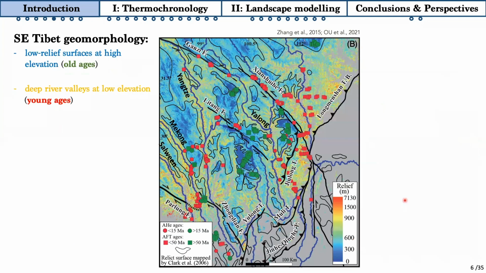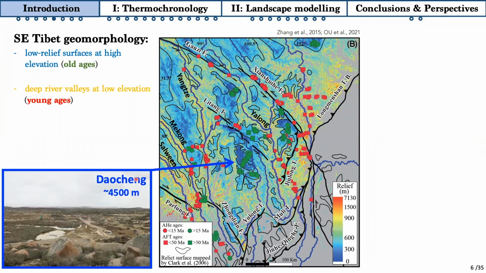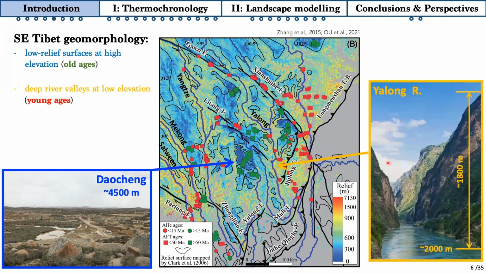If we take a look at the topography of southeast Tibet, it is dominated by a coexistence of low relief surfaces at high elevation, marked by blue here, like the Daocheng Massif at 4,500 meters high, as we can see on this photo, and also characterized by deeply incising rivers, marked in yellow here, as we can see on this photo of the Yalong River Gorge with a depth of 2,000 meters.